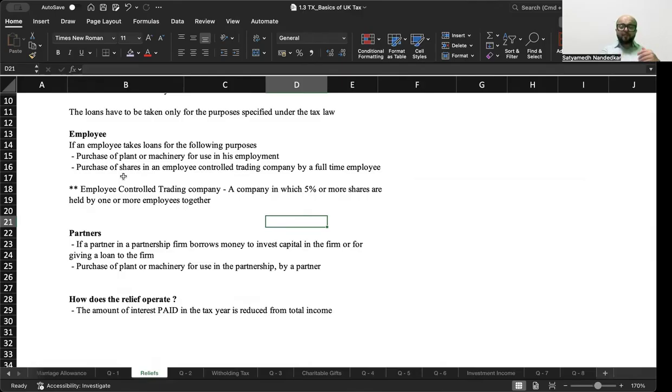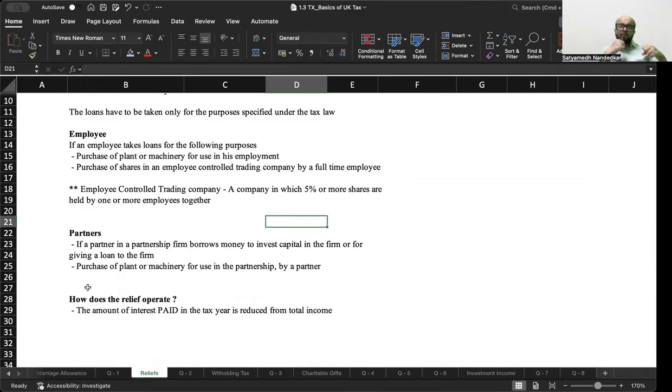So if an employee borrows funds to purchase an asset which is going to be used for his employment, or he purchases shares in an employee controlled company, so he borrows money, he uses that money to purchase shares in a company which is an employee controlled company, and this person is a full-time employee, then the interest on that loan will be allowed as a deduction. Or if you are a partner in a partnership firm and you borrow money to invest capital in the firm or for giving a loan to the firm, then purchase of plant or machinery for use in the partnership firm by a partner.